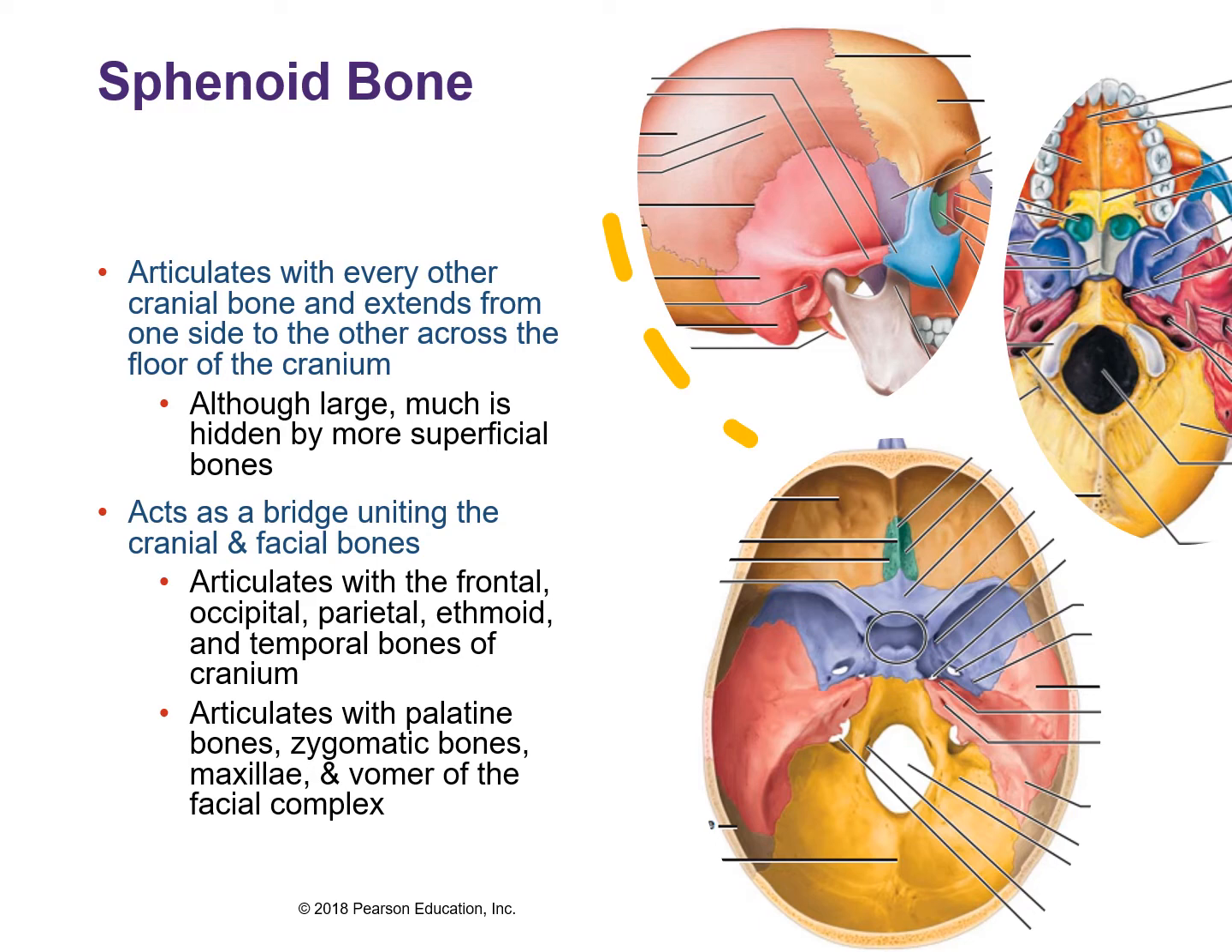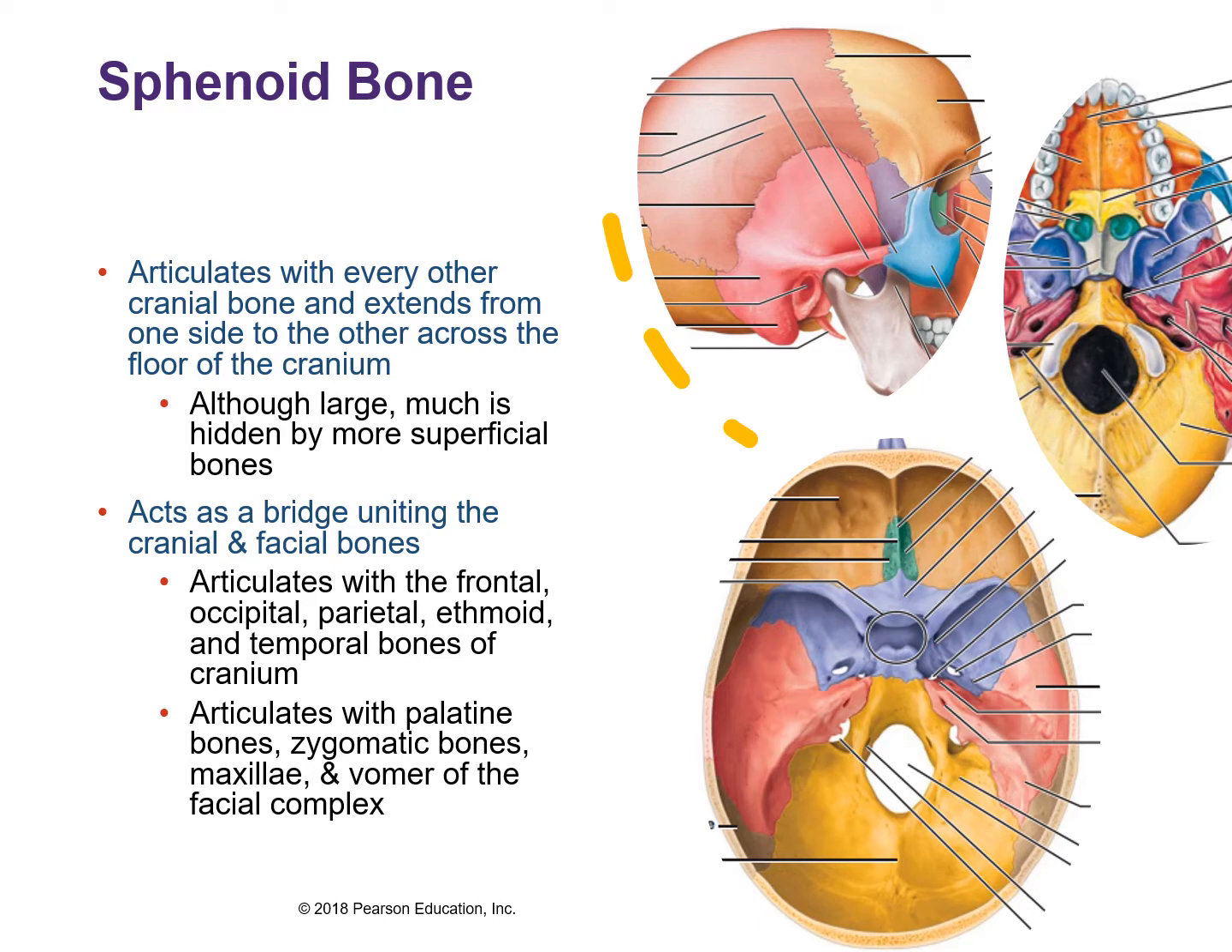It articulates with the frontal, occipital, parietal, ethmoid, and temporal bones of the cranium, and it also articulates with the palatine, zygomatic bones, maxilla, and vomer of the facial complex. Okay? So the sphenoid also acts as a brace, strengthening the sides of the skull. So a prominent central depression between the wings cradles the pituitary gland below the brain. And so this recess is going to be called the hypophyseal fossa.